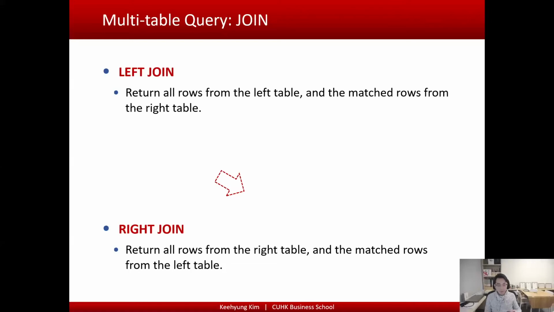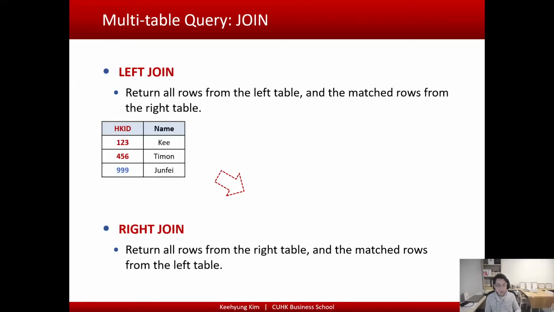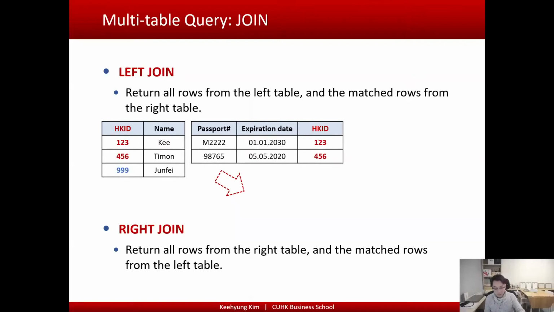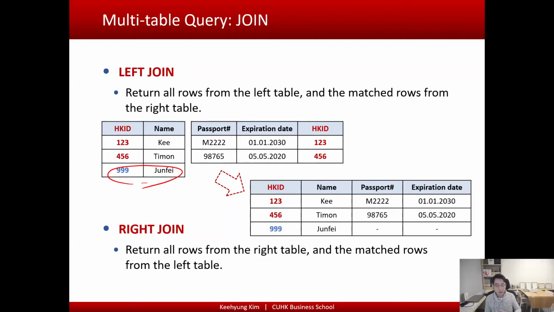And there's also left join or right join. If you use left join, basically it will return all the information from the left table, even though there is no match. And the matched rows will be shown additionally. So something like this. In this case again, Junfei didn't have any match in the passport table, but his information will still be listed as a result because his information is in the left table.